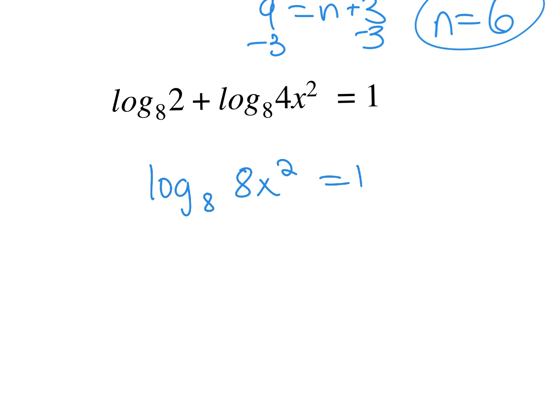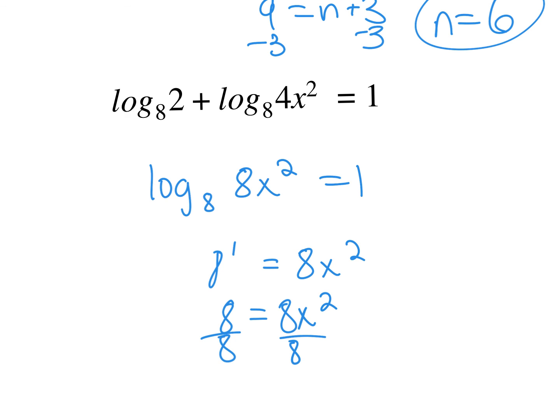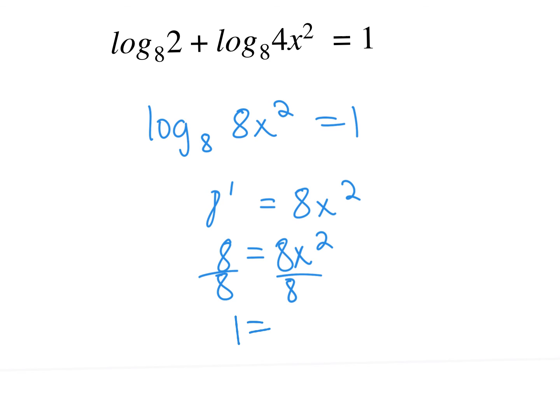And now we've got one log isolated on one side, but not on the other, so we must set up an exponential. What's our base? 8. What's our exponent? 1. Equals 8x squared. What is 8 to the first? 8. Now what? Divide by 8. What's 8 divided by 8? 1. 1 equals x squared.